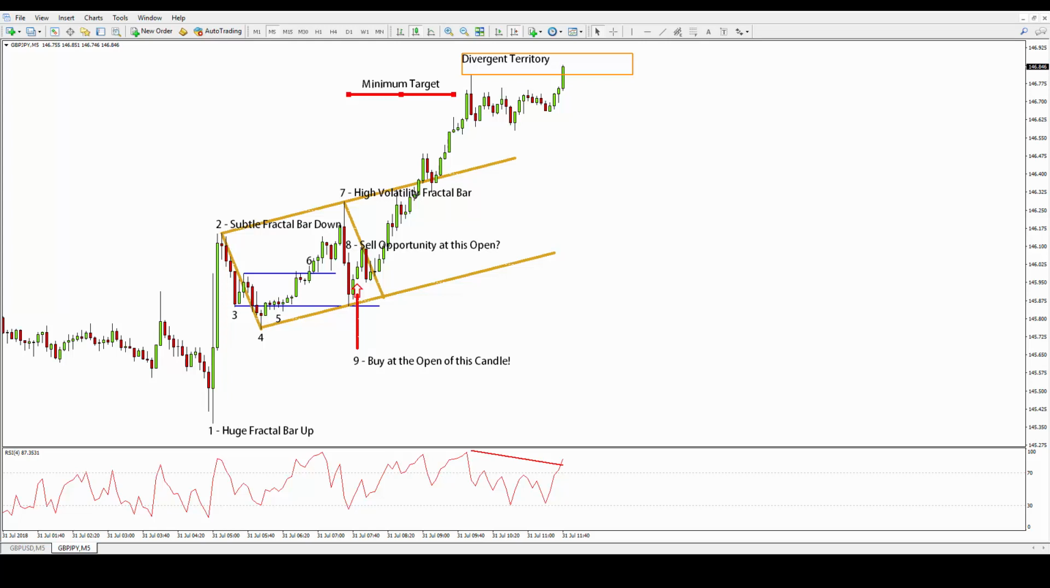I hope you have been able to see the contextual construction of this trade, and the ideas that led to its success.